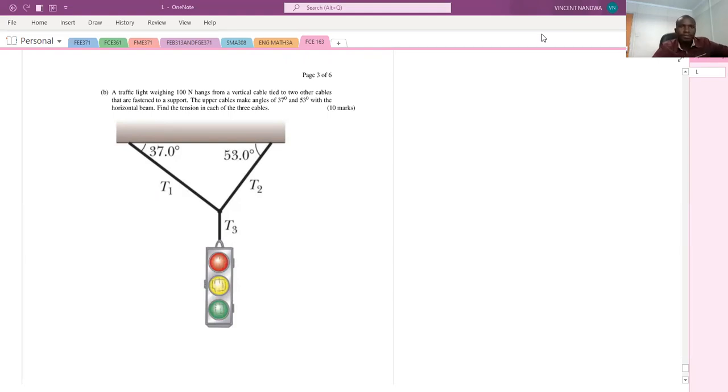Welcome again. In this session, we are going to give an example on how to resolve forces by applying Newton's second law of motion. So we have a traffic light weighing 100 newtons, hangs from a vertical cable tied to two other cables that are fastened to a support. So this is a support.